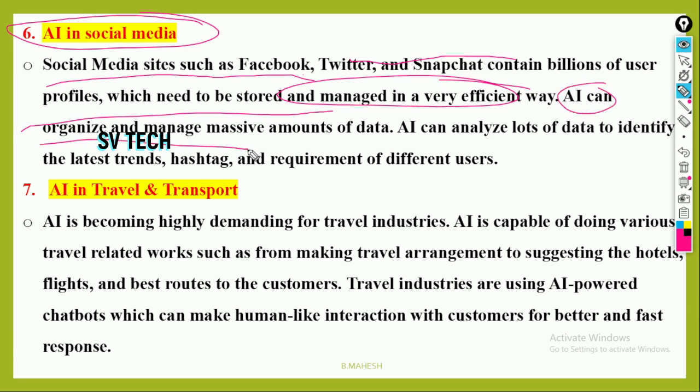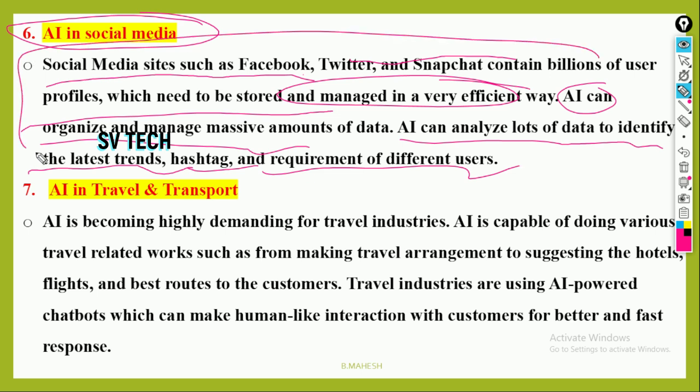So to store and manage them efficiently, we are going to use AI. AI can organize and manage massive amounts of data. AI can analyze lots of data to identify the latest trends, hashtags, and requirements of different users. Nowadays, all SEO tools are using AI to make their profiles better and to get traffic.